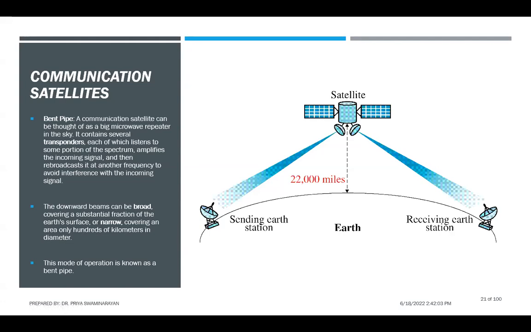So bent pipe operation is nothing but receiving a weaker signal, changing its frequency, and after changing the frequency, it will be transmitted in the downward direction. That entire process is known as a bent pipe operation.